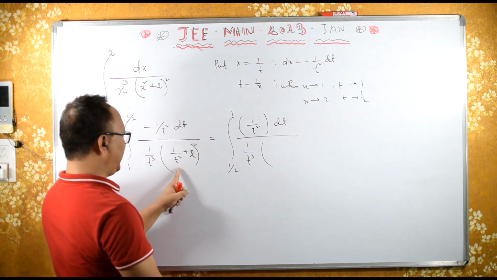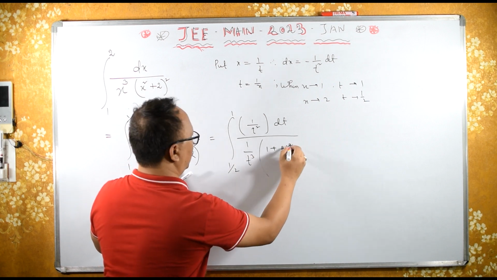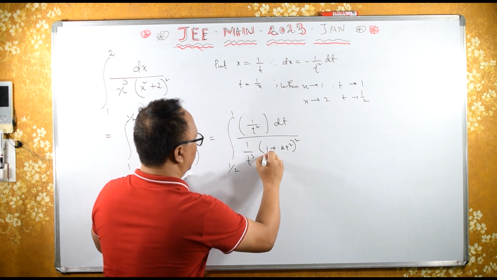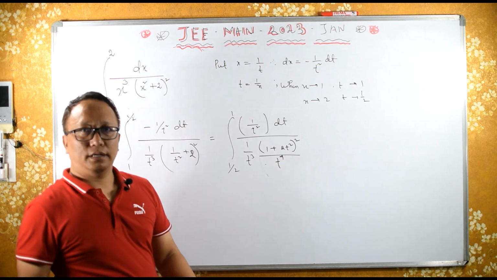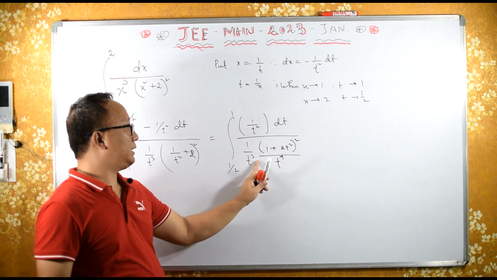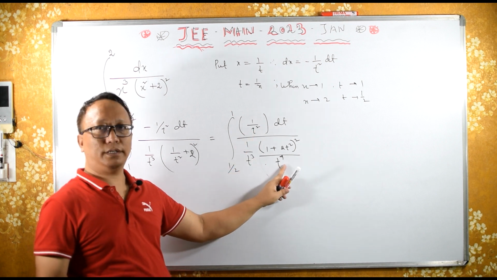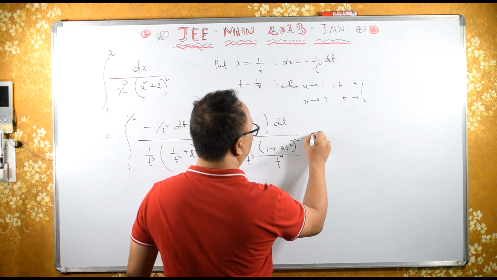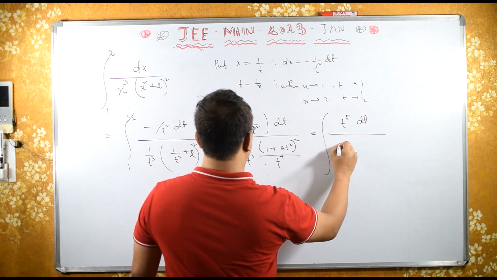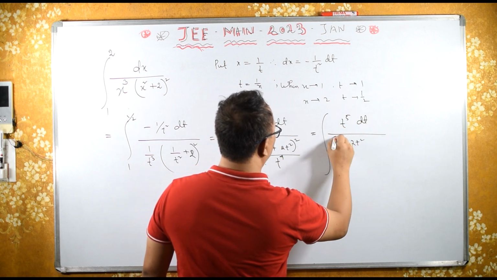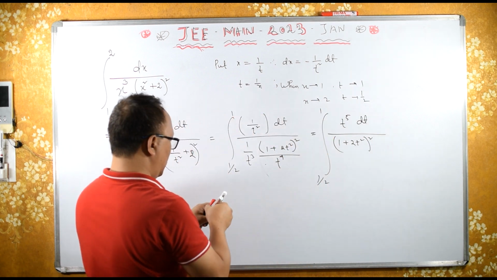Now if I take the LCM here, 1 plus 2t square, raised to square, upon here t square is t raised to 4. Now look here, we have t raised to 4 plus t raised to 3, which is t raised to 7. And then here we have 2. 7 minus 2 is 5. Therefore, here we have t raised to 5 dt upon 1 plus 2t square, raised to square. Now, what is the limit? The limit is half to 1.